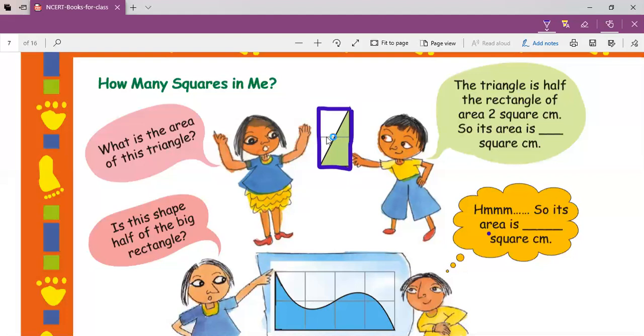Let's find the area of the rectangle. We know by observing, but by using the formula, we'll find the area of the rectangle. So tell me, what is the length of the rectangle? Length of the rectangle is 2 centimeter. You can see, because there are 2 squares. What is the breadth of the rectangle? 1 centimeter. Good.